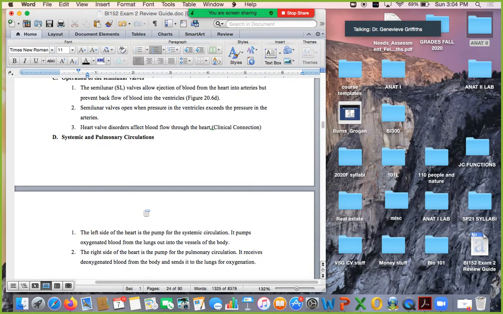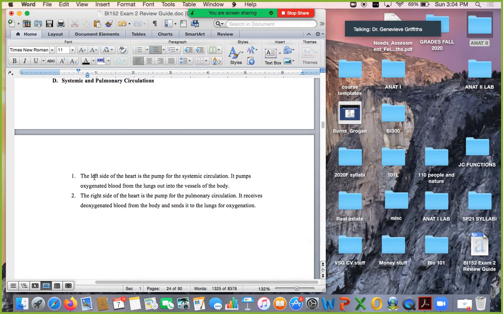Now let's talk about different types of circulation. So we have systemic circulation, pulmonary circulation, and coronary circulation. So the left side of the heart basically pumps the blood out for systemic circulation. This is what's going to go out through the aorta and bring the oxygenated blood to all of the vessels of the body. And the right side is going to be the pump for pulmonary circulation, where it's going to take deoxygenated blood from the body and send it to the lungs for gas exchange.